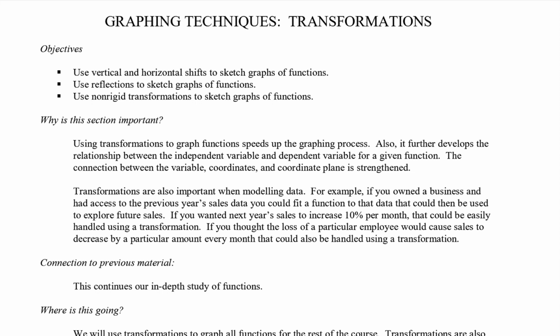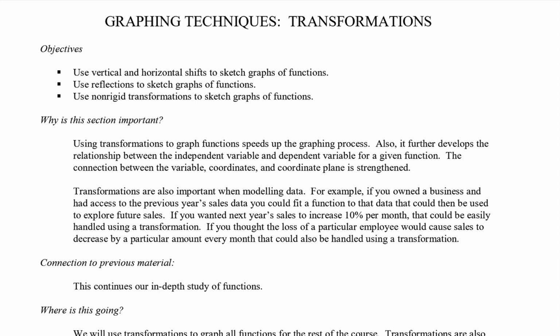Why are we interested in this? Well, transformations aid in graphing a relation. They can make graphing a relation quick if the relation is similar to another relation. And we're going to talk about that in today's video. And then they also could help in application.